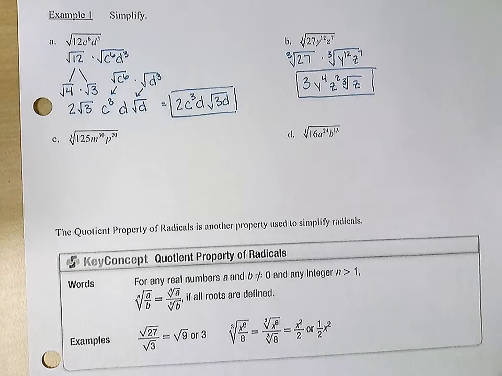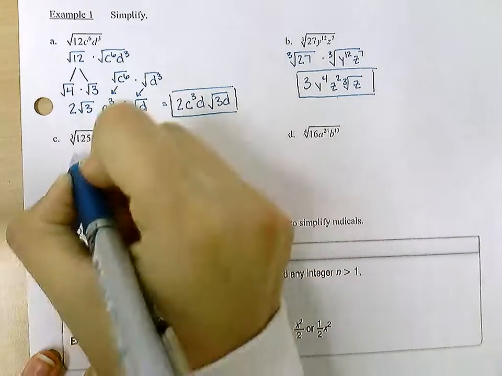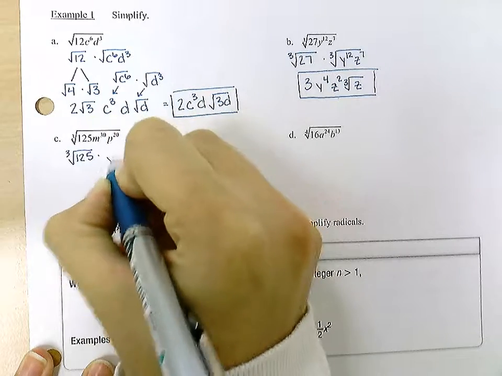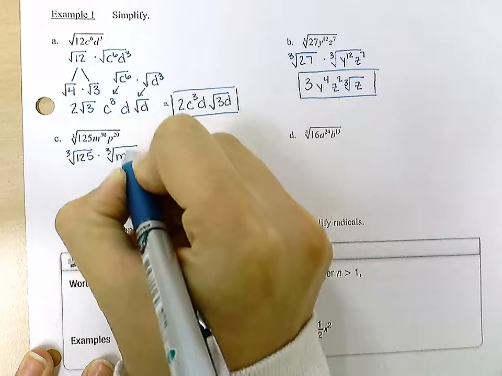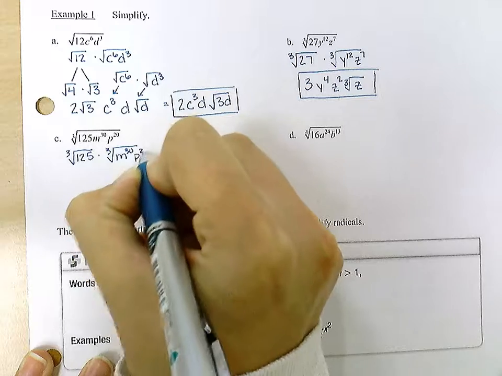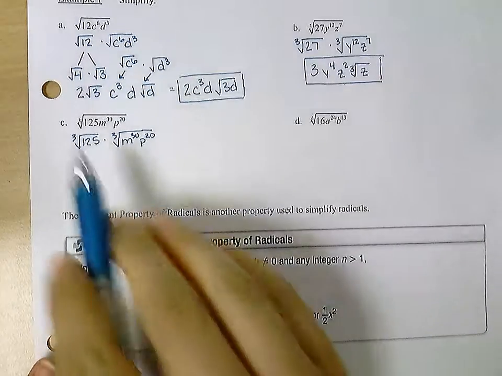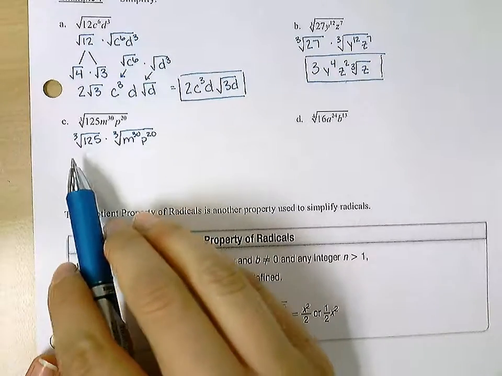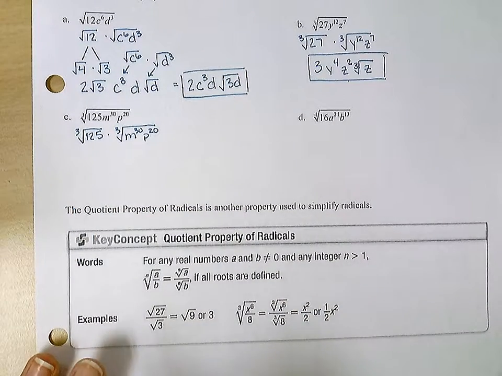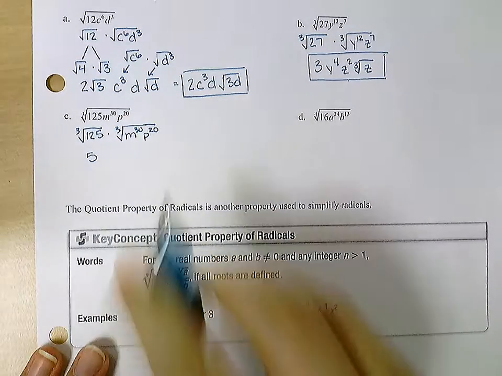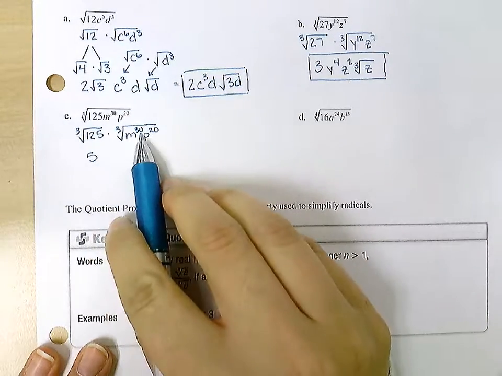All right, so let's go over these two problems here. So we have the cube root of 125 and the cube root of m to the 30th and p to the 20th. Okay, so the cube root of 125 is 5. Okay, cube root of m to the 30th.